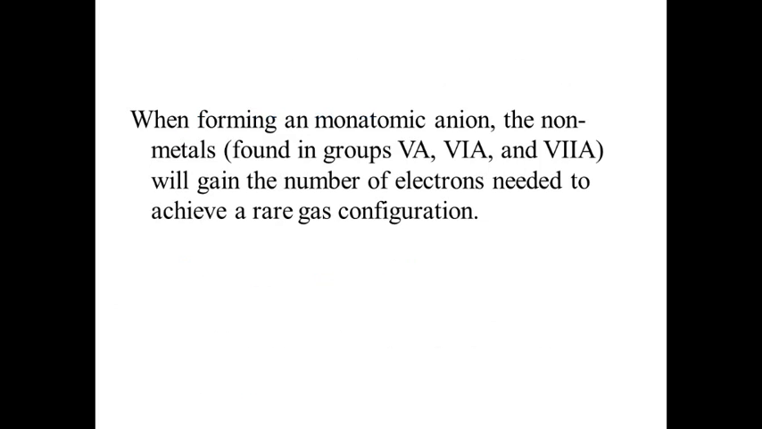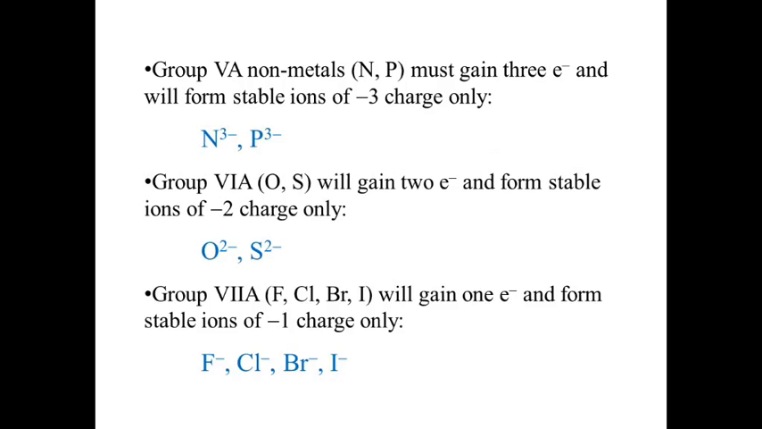All right, the nonmetals forming anions, you can hang your hat on 5A being a minus 3, 6A being a minus 2, and 7A being a minus 1, like this. So you don't have to fill in any of these slides, do you?